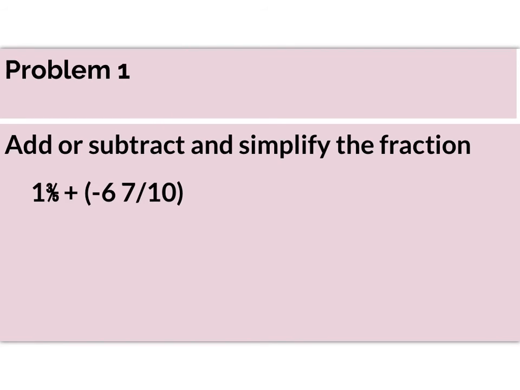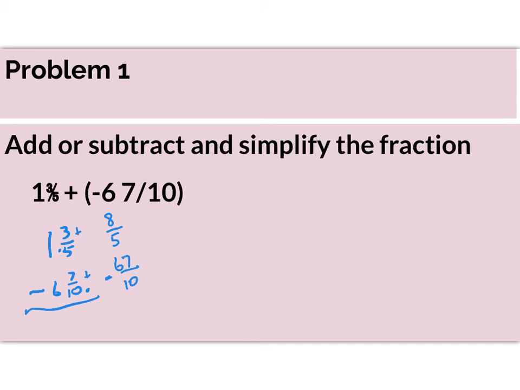Okay, so here we go. We got 1 3/5 plus negative 6 7/10. Okay, so what we're going to do, convert these into improper fractions. Multiply, add. Multiply, add. So 1 times 5 is 5 plus 3 is 8/5. 6 times 10 is 60 plus 7 is 67/10.